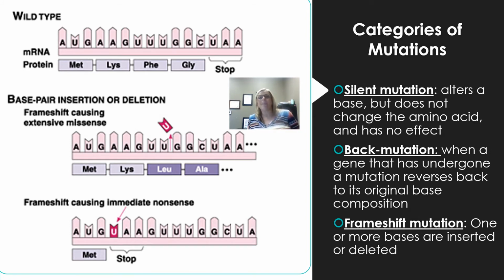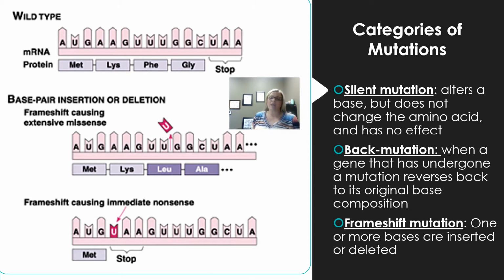You can have what we call a back mutation, and that's when a gene that has undergone a mutation actually reverses back to its original base composition. And we can take advantage of this in genetic engineering and some other things, even to look at certain mutagens in the environment. We use this with bacteria that undergo these back mutations to identify if we have a mutagen, because we can use a mutagen or cancer-causing agent to induce a back mutation. So it's a pretty handy trick.